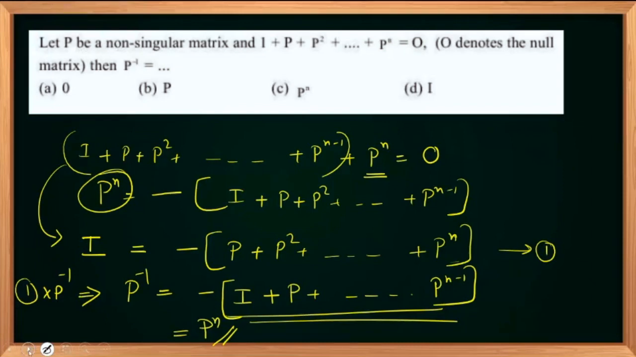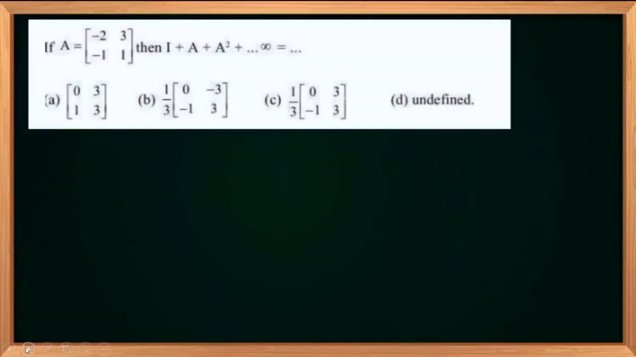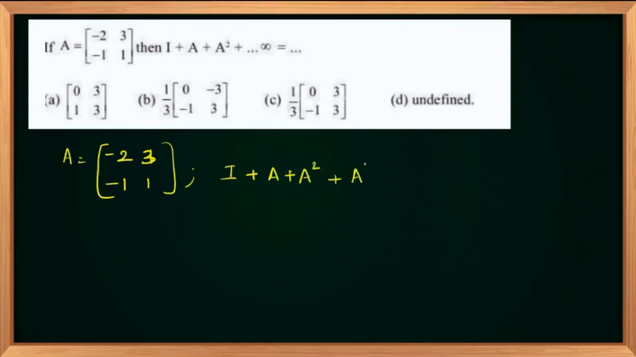So next question. Okay, this is another question. If A is equal to minus 2, 3, minus 1, 1, then what is I plus A plus A square plus A cube plus etc. up to infinity equal to? Remember, I is the identity matrix.